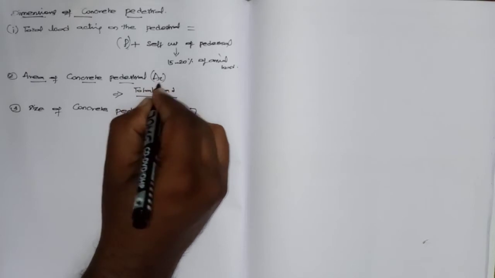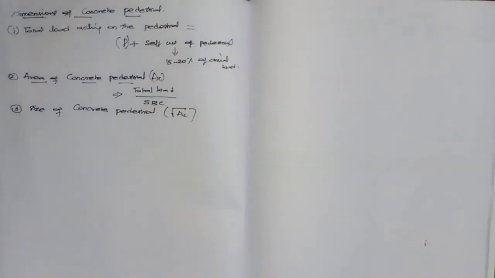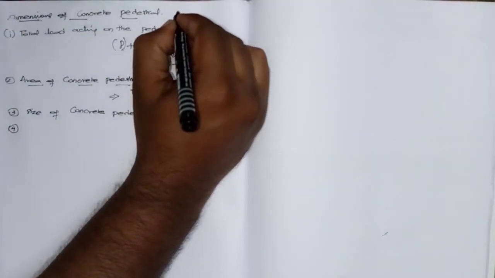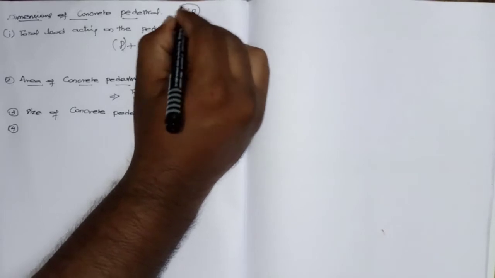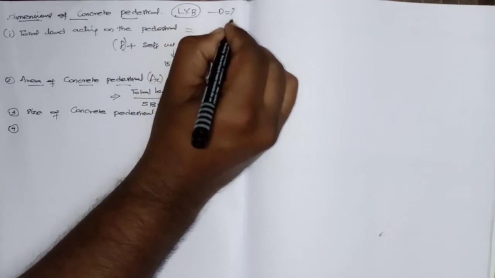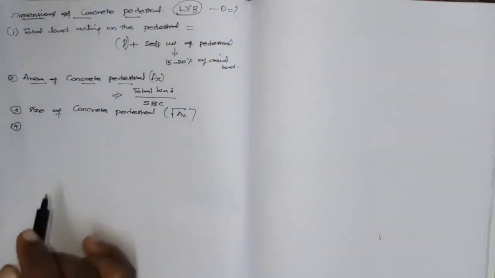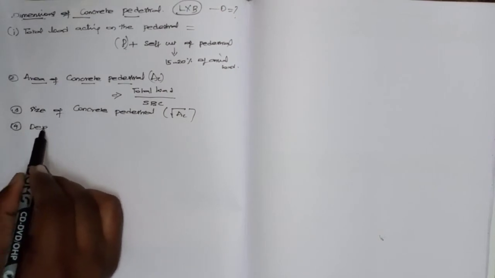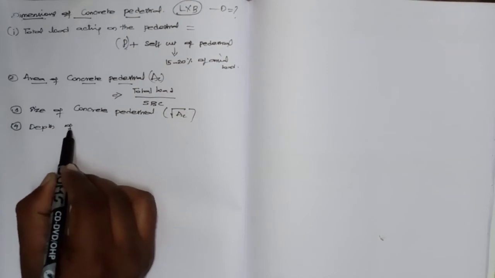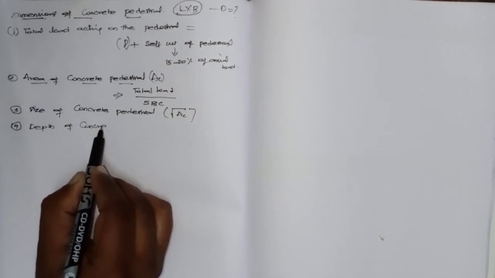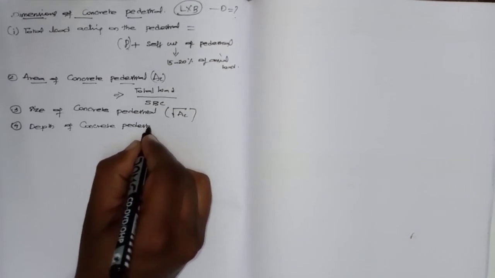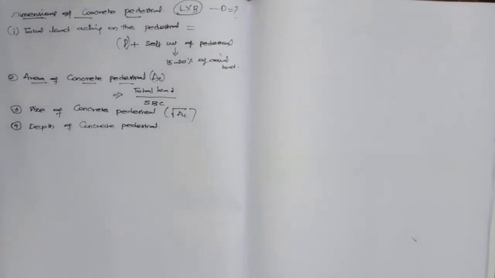This is AC, root of AC, that is for square. Next, in the dimensions you got area, means L and B. Next one is what? D, that is depth of concrete pedestal. Depth of concrete pedestal, right?